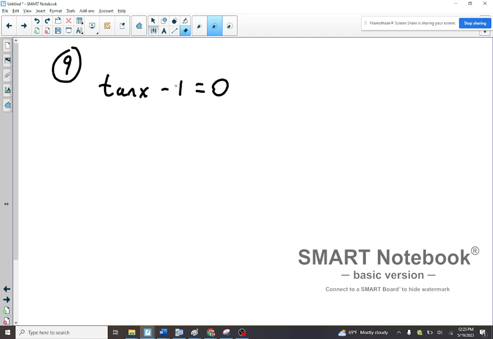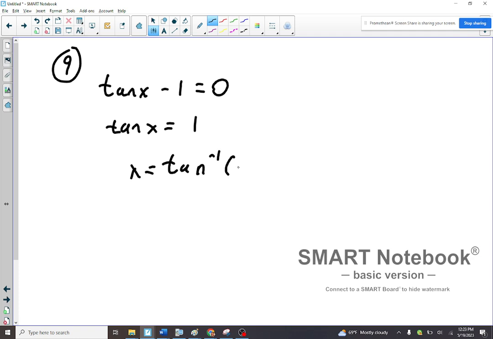So these are equations, a combination of what we did last section plus this section. Tan x minus 1 equals 0. I'm going to get tan x by itself, so tan x equals positive 1. And then x is equal to tan inverse of 1, or if you remember, arctan.